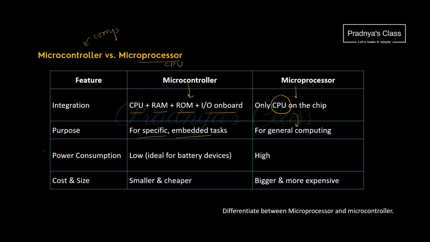Here are some more differences if you get a question like this in the exam. Power consumption is low because the system will be on battery, whereas the power consumption of the CPU will be high. These are smaller and cheaper, whereas the CPU can be expensive. Hope you understood the difference between microcontroller and microprocessor.